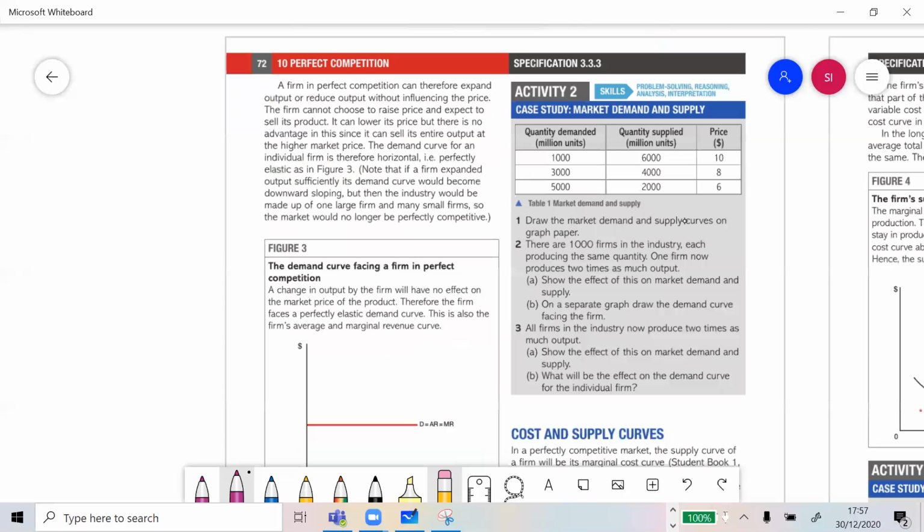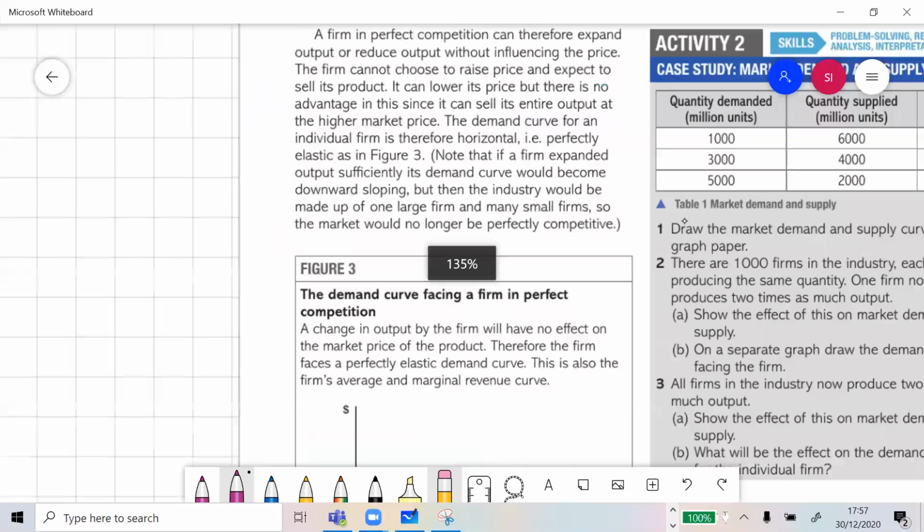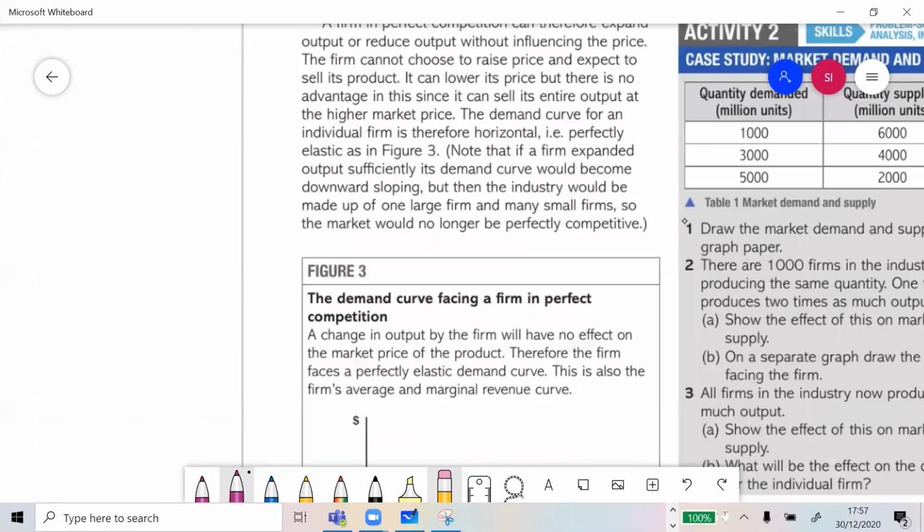A firm in perfect competition can therefore expand output and reduce output without influencing the price. The firm cannot choose to raise price and expect to sell its product. It can lower its price, but there is no advantage in this since it can sell its entire output at a higher market price. The demand curve for an individual firm is therefore horizontal, perfectly elastic.